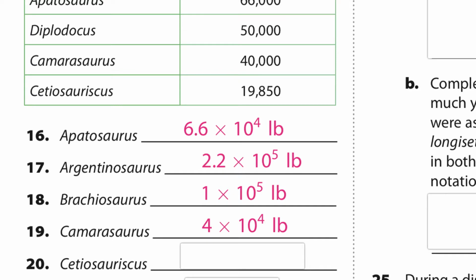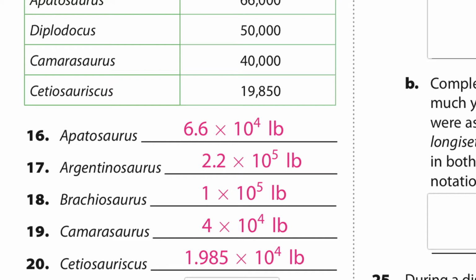And Cetiosaurus, okay. That's 1 point. So right there, put the decimal point right there. 1.9850 times 10 to the 1, 2, 3, 4, times 10 to the fourth. There we go.